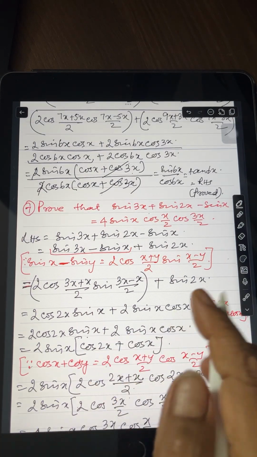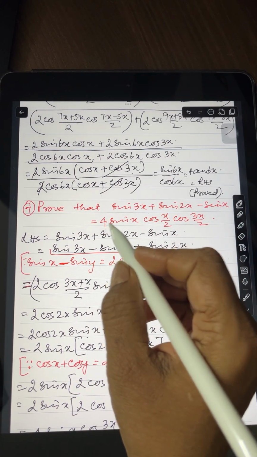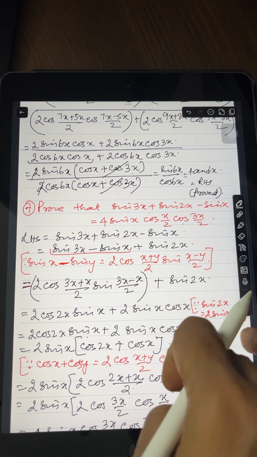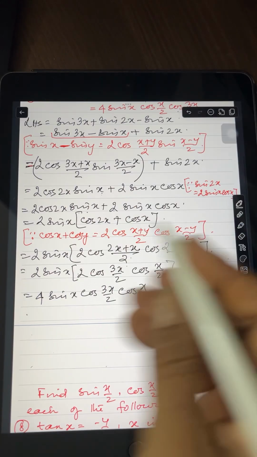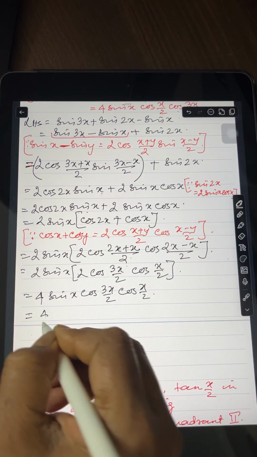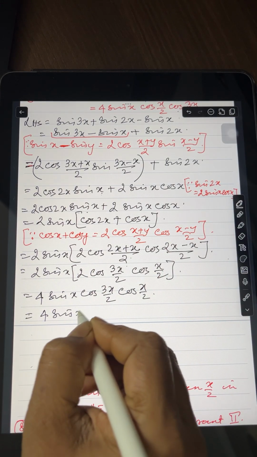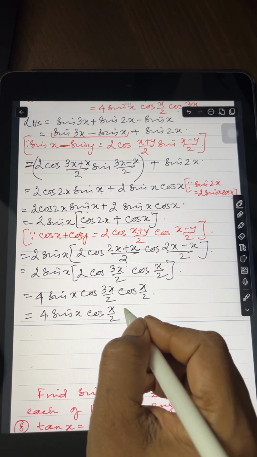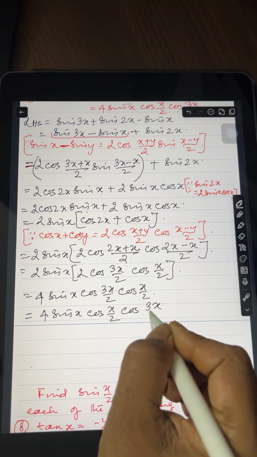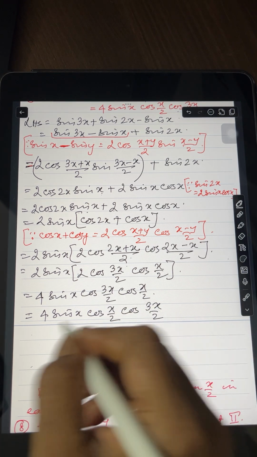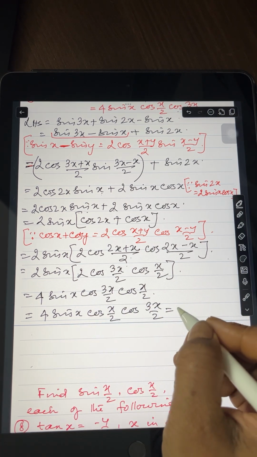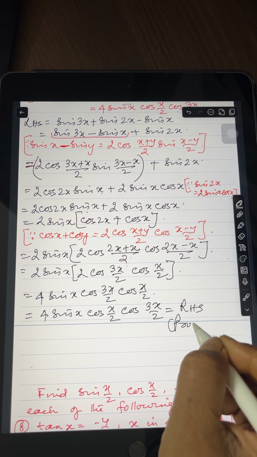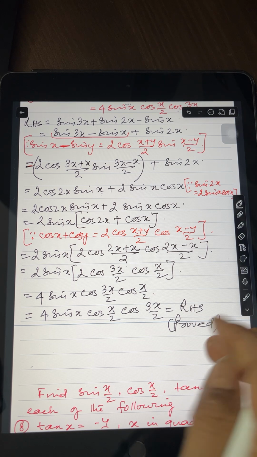And what is your RHS? Your RHS is 4 sin x cos x by 2 cos 3x by 2. So that is what you got here. A little bit of change: sin x cos x by 2. You can interchange it, no? Because everything is under multiplication only. So LHS is equal to RHS, proved. Okay.